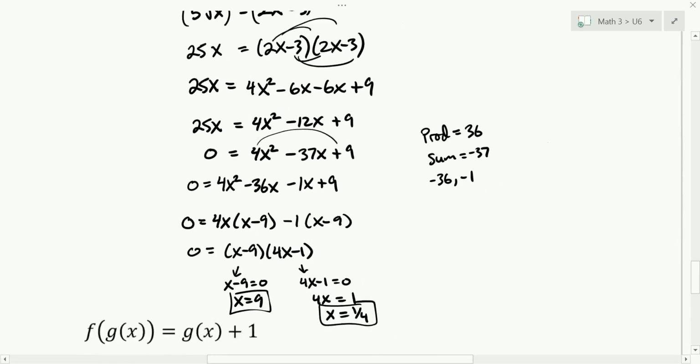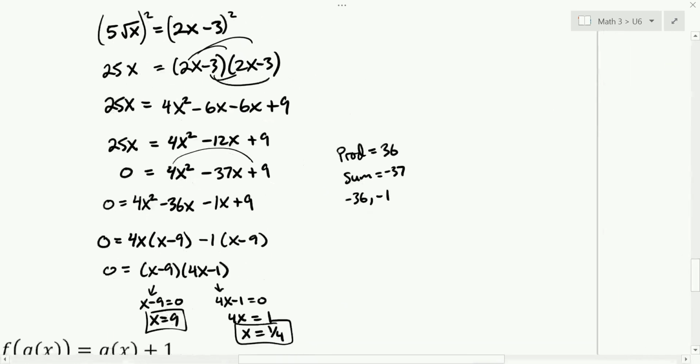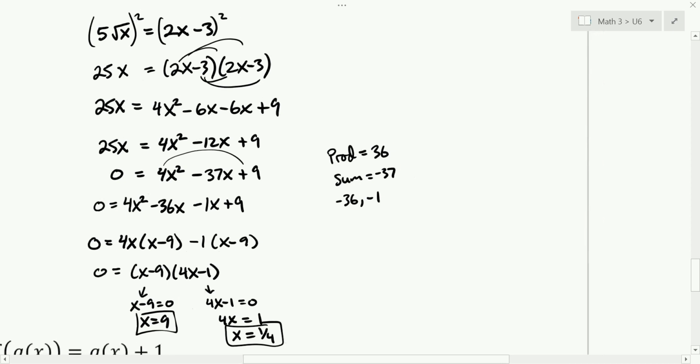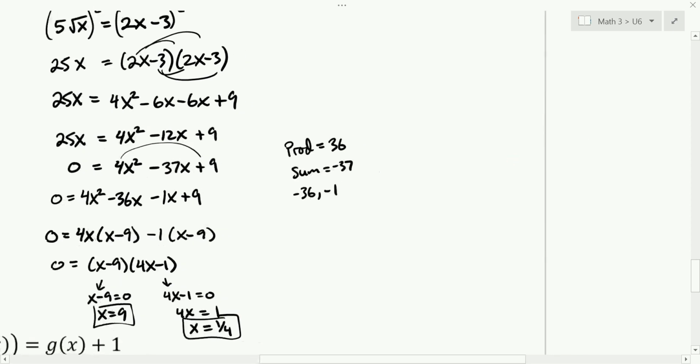Okay, so this is a longer one, right? And we've got to check. Can we keep them both? Do we have to get rid of them both? We don't know until we check. And yeah, one's a fraction too. We've got to check with a fraction. Yuck, right? So let's try the fraction first and see what that looks like. X is 1/4. We get 5 times the square root of 1/4 is equal to 2 times 1/4 minus 3.